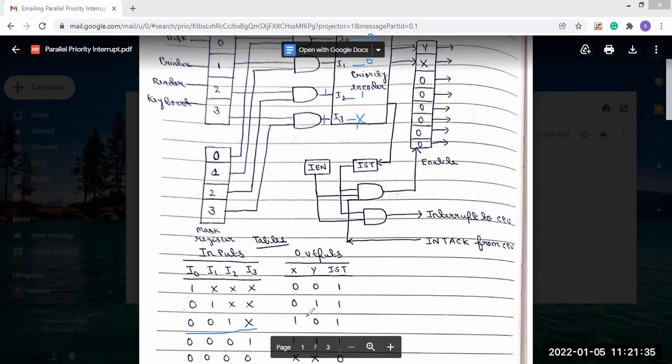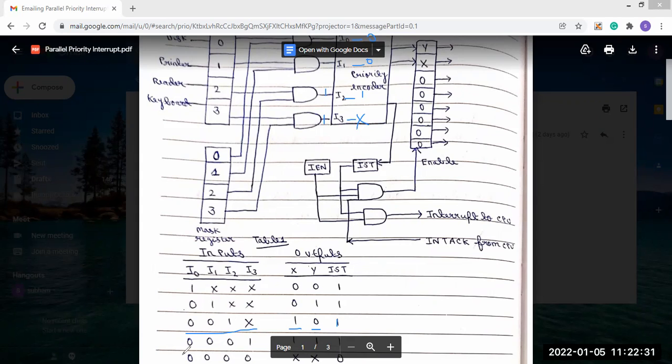And in that case, what will the output be? The X value will be 1 and the Y value will be 0. And here also, in this case, you see we are putting 1 for IST. Now what does IST mean? This is a flag which describes whether any particular device generated an interrupt or not. 0 means no one generated the interrupt, and 1 means an interrupt is generated. So it works like a flag.